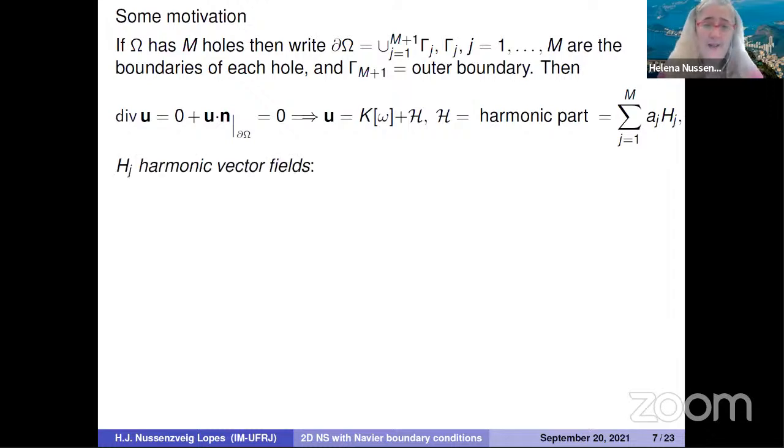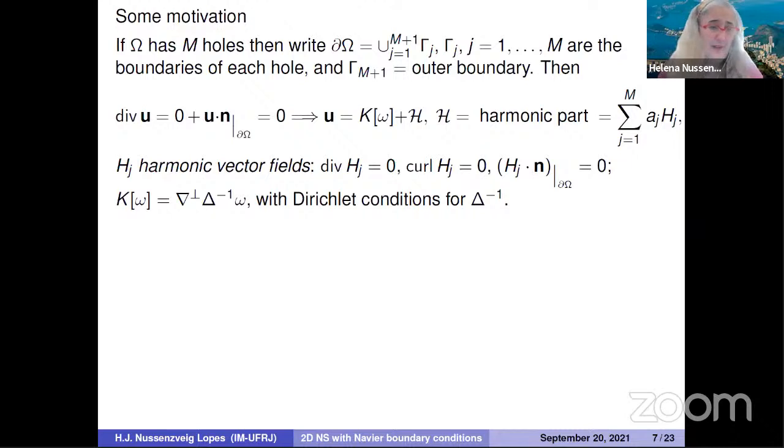K of omega is going to be the Biot-Savart law. The H there are known as harmonic vector fields. You have M of them, and they generate all of the vector space of harmonic vector fields. Harmonic vector fields are curl-free, div-free, tangent to the boundary. And K of omega is just the grad perp of the Laplacian inverse of omega, with Dirichlet conditions for the Laplacian inverse. Furthermore, we can determine exactly who are the coefficients of the harmonic part Hj.